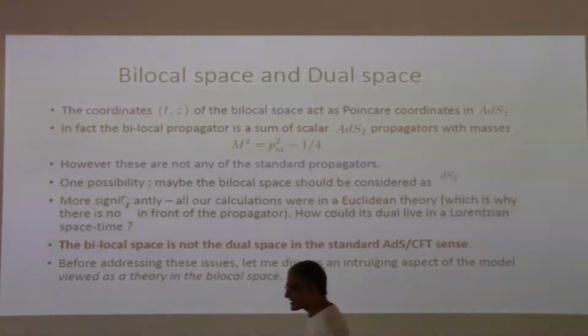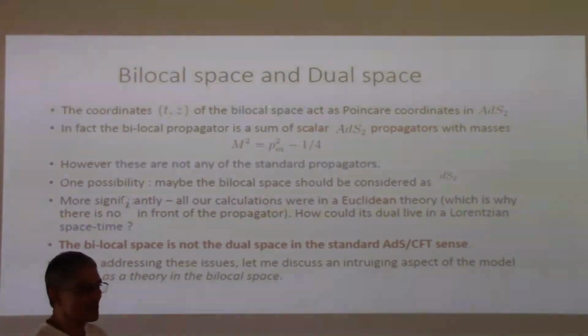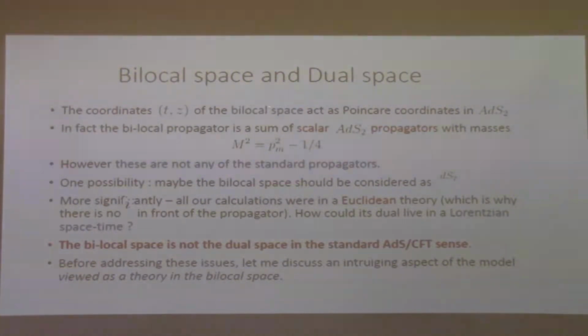So we want to ask, in what sense is this idea that the arguments of the collective field are somehow related to a dual space-time? We want to make this a little more concrete. Before doing that, let me point out some issues with this. As I said, the coordinates of the bilocal space do act at t equal to 1 as coordinates of some Poincare patch.